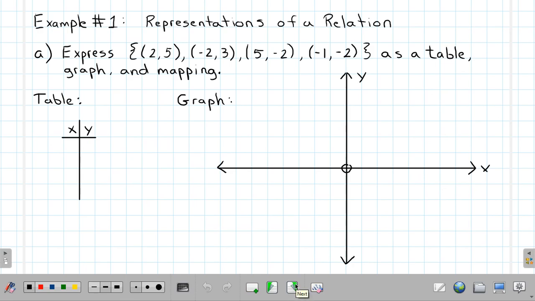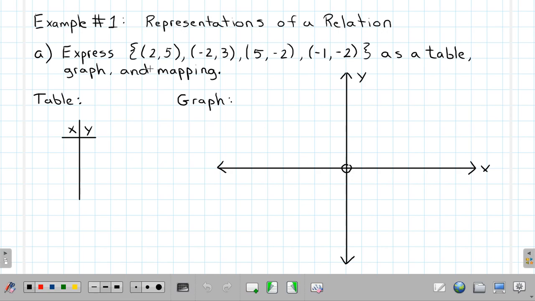So let's go ahead and go into example 1. Basically, example 1 is going to work like what we just did. This is about representations of a relation. They give you the relation and tell you to express this relation, which has 4 points: 2, 5; -2, 3; 5, -2; and -1, -2. We want to represent it as a table, a graph, and a mapping.